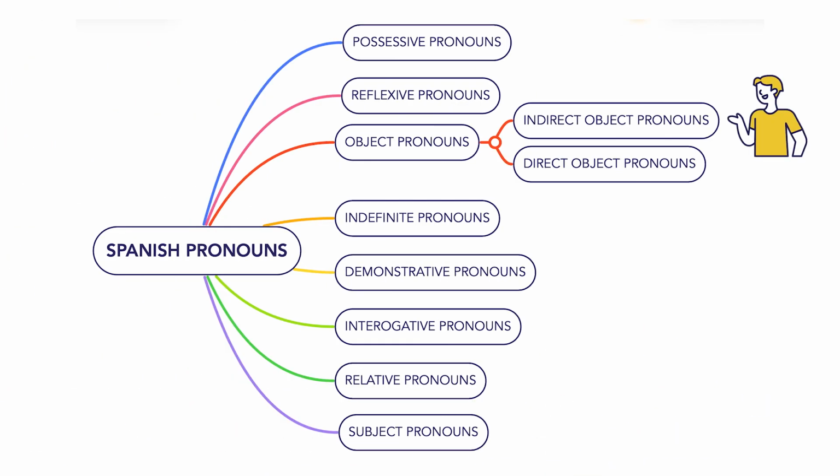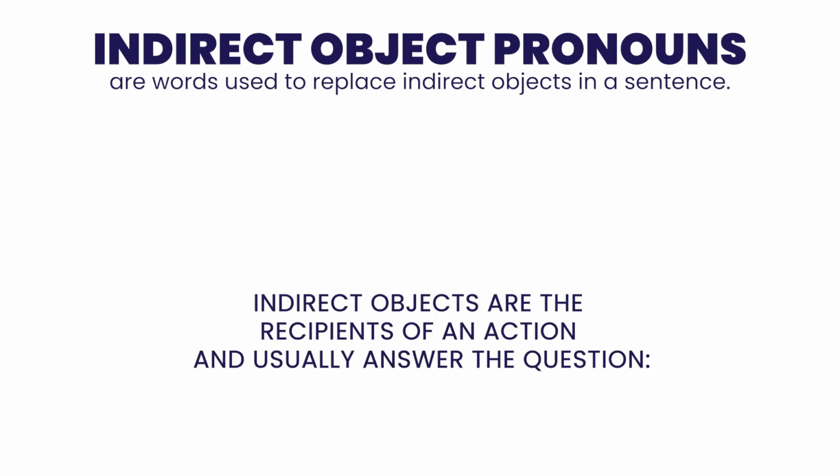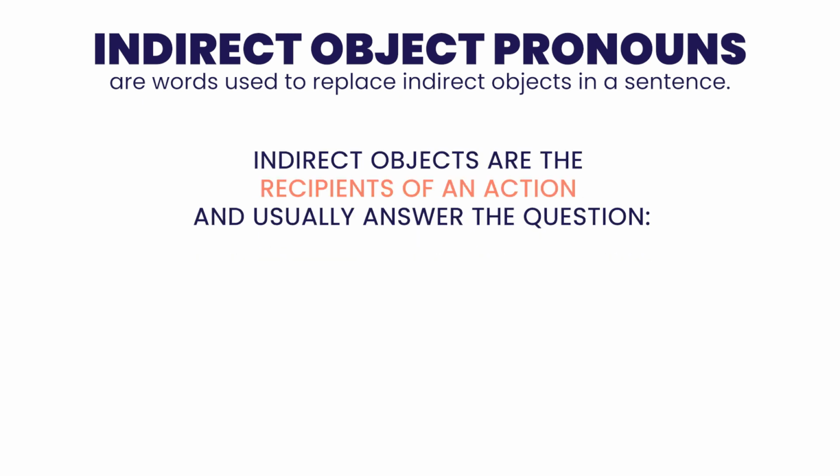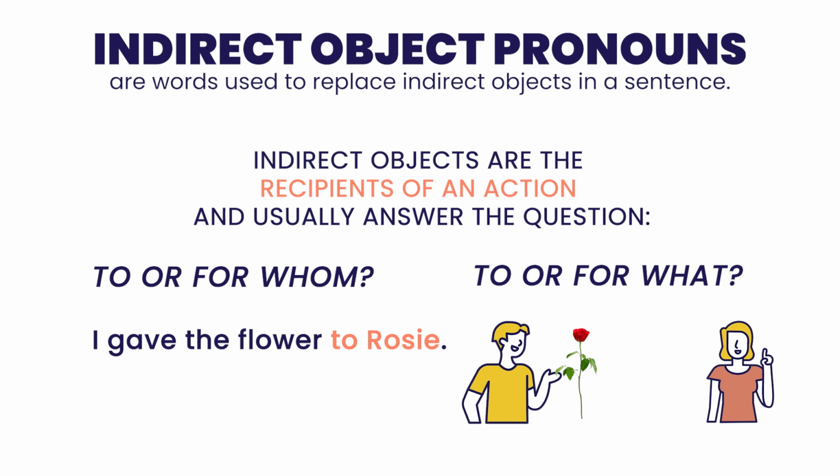Indirect object pronouns. Spanish indirect object pronouns are words used to replace indirect objects in a sentence. Indirect objects are the recipients of an action and usually answer the question: to or for whom? To or for what? I gave the flower to Rosie. Le di la flor a Rosy.